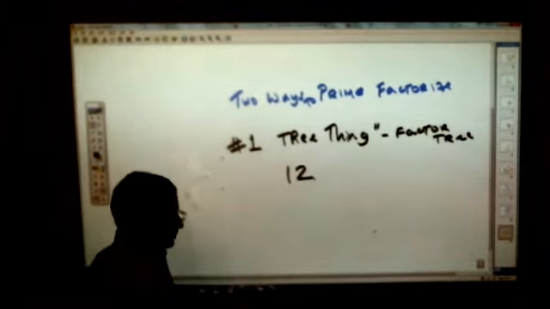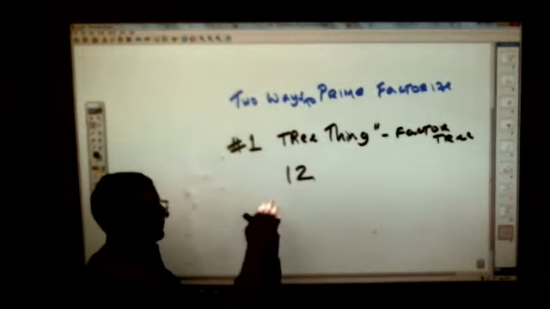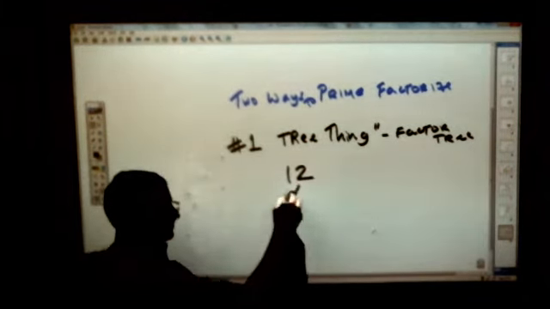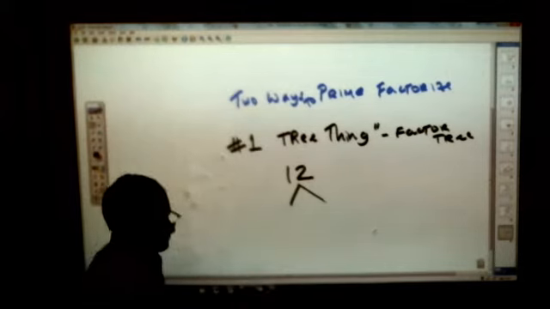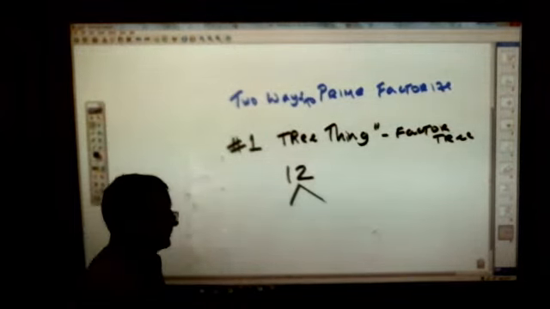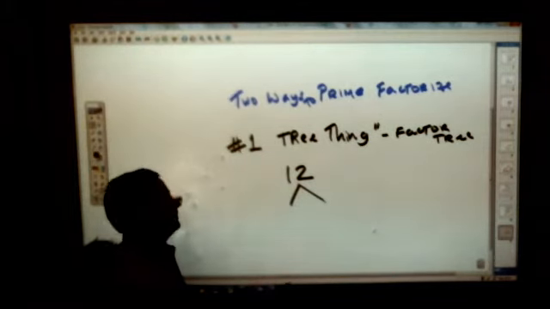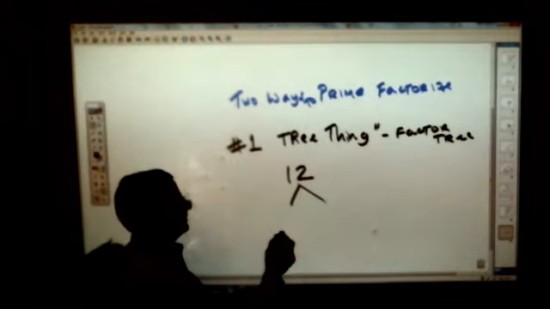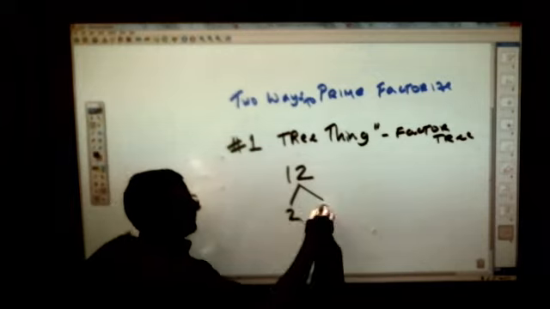Here's how that would work. Okay, you have the number 12. You just have to say to yourself, what times what gives me 12? And there's a couple different answers. You could say 6 times 2. You could say 4 times 3. You could 6 times 2. Let's do 2 times 6.